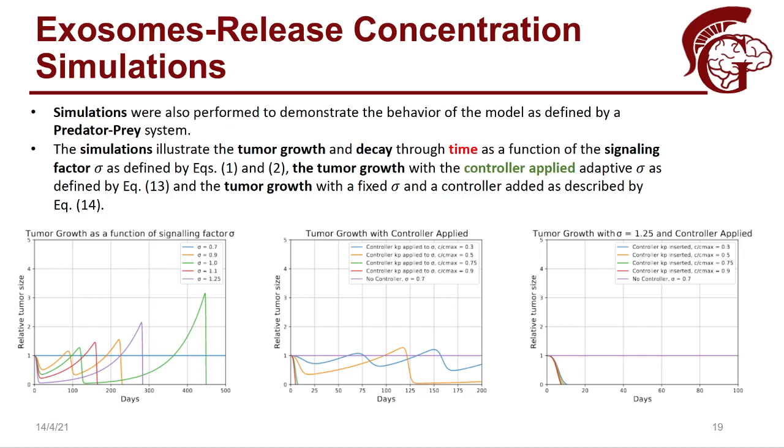And in the third graph, we can see the tumor growth with a fixed sigma value of 1.25, which was the worst value in the first simulation, and the controller applied to the system. In this case, the controller is also very efficient in eradicating the tumor for all values of amplitude ratios. The time for eradicating the tumor can also be different for different values of sigma, since the proportional controller does not change it. However, it will still be efficient in eliminating the tumor, as we've seen that in this case, we used the sigma value that was the worst case in the first simulation.